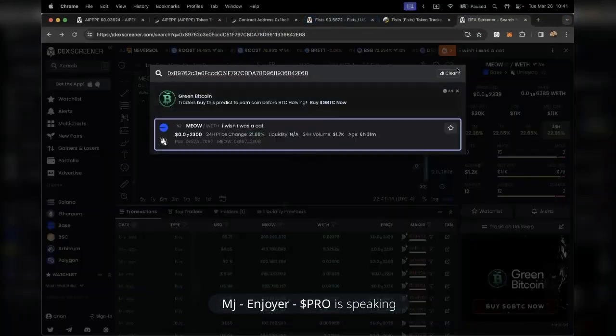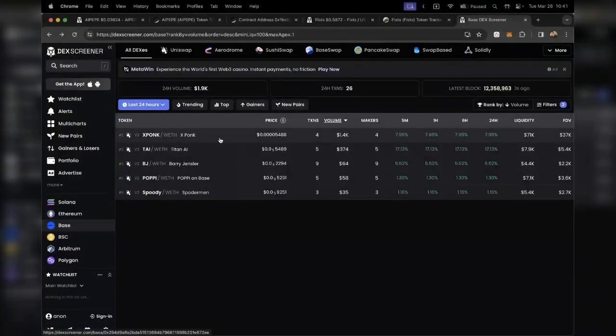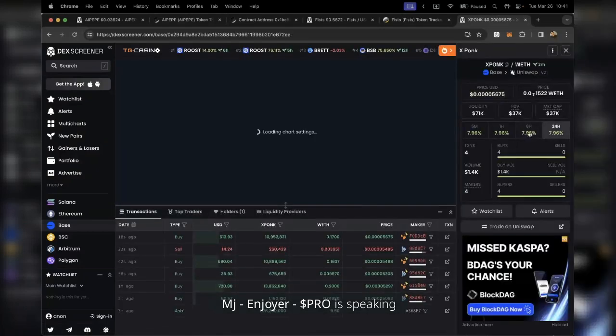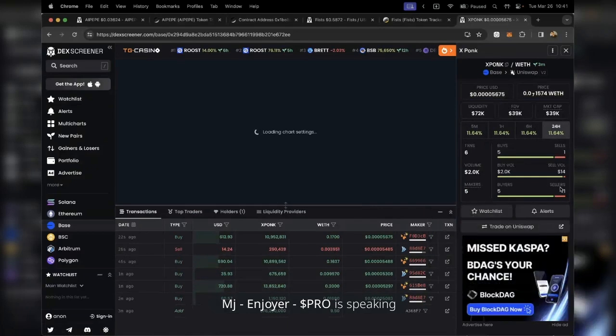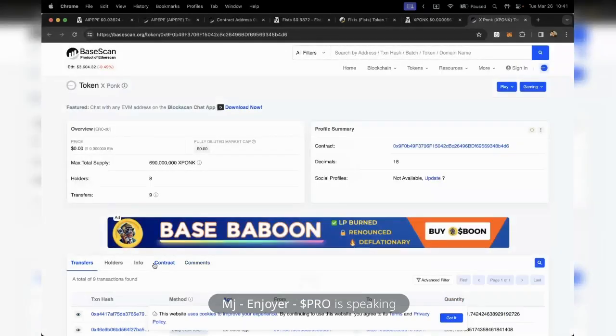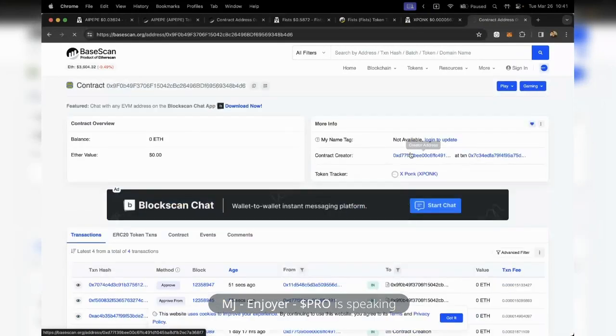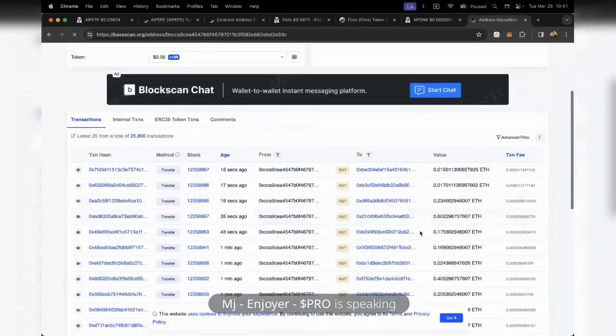Okay, let me go back to my base. Okay, Xpunk, 4 makers. Okay, a lot of liquidity. Usually you don't see liquidity being higher than a market cap. That's a little crazy. That's probably a rug for that very reason. Contract unverified. Let's find out where the liquidity came from. 9 ETH came from. Yep.